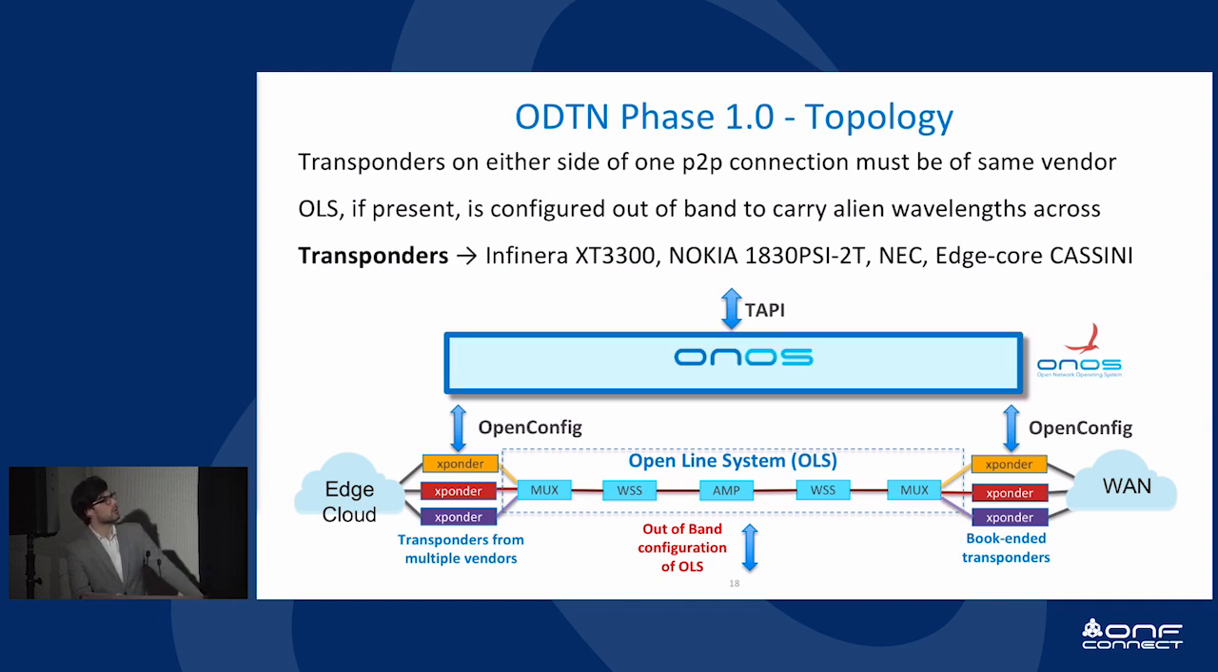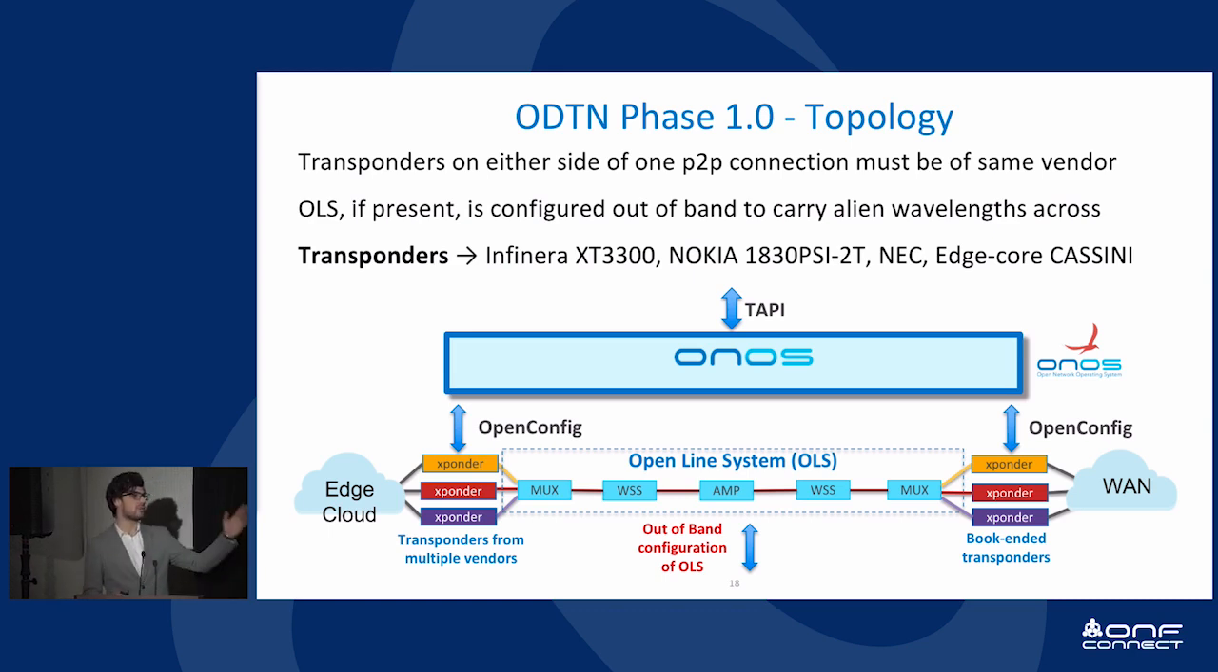One point that I want to make is that the transponders are bookended. So Nokia transponders are going to talk to Nokia transponders. Infinera transponders are going to talk to Infinera transponders. At the moment, we're not taking into account the possibility of a Nokia transponder talking to an Infinera transponder, because that brings in a whole new set of problems and requirements that we're not ready to take on. So maybe in the future.